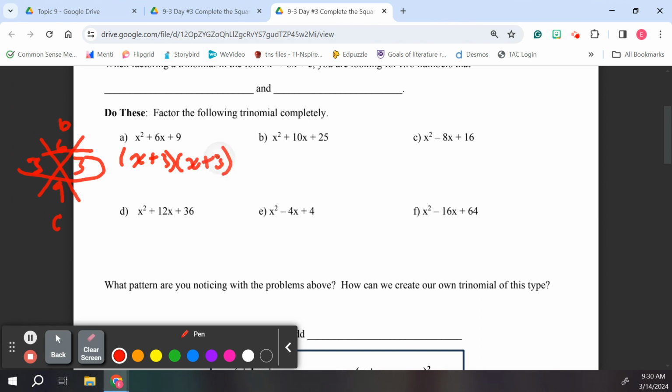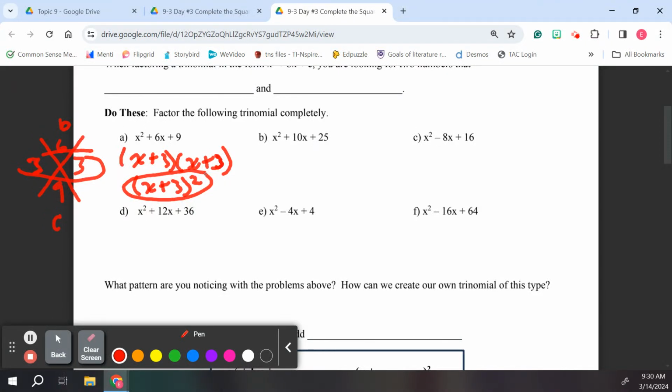The one thing I really want you guys to do right now is write it out as x plus 3 quantity squared. We're dealing with circles and we know the circle formula has those types of quantities, so we want to write it like that.